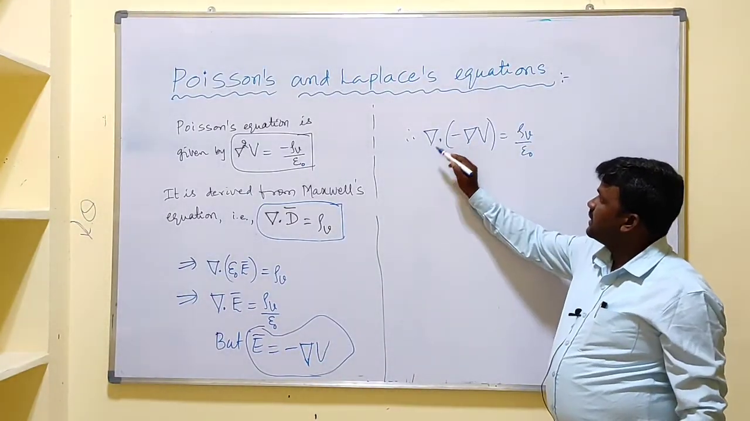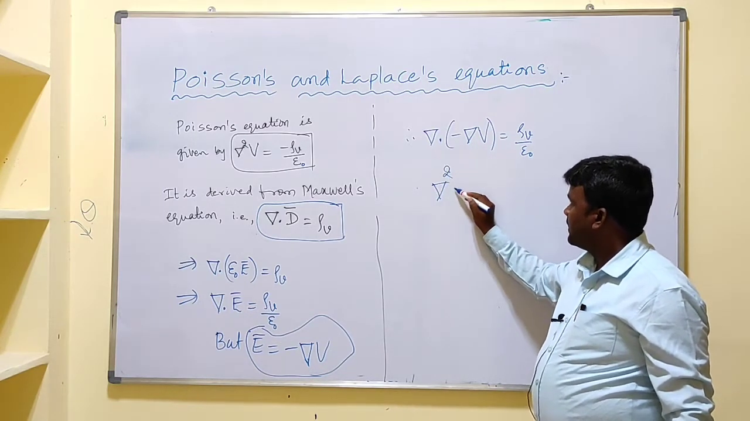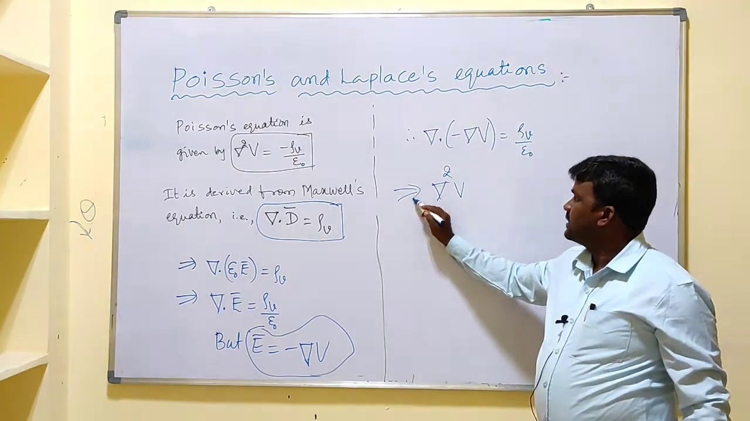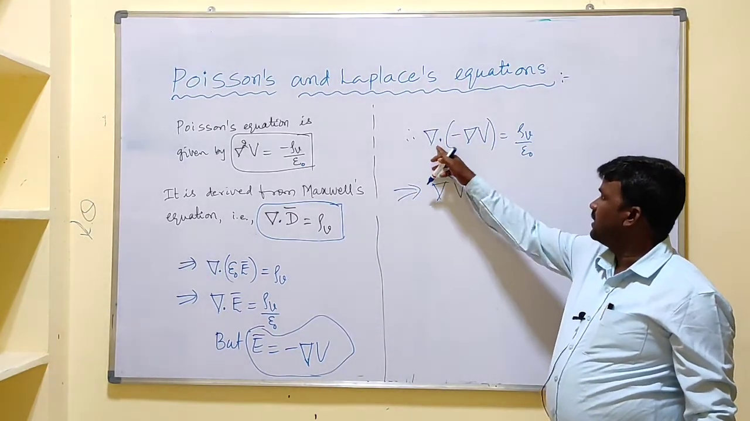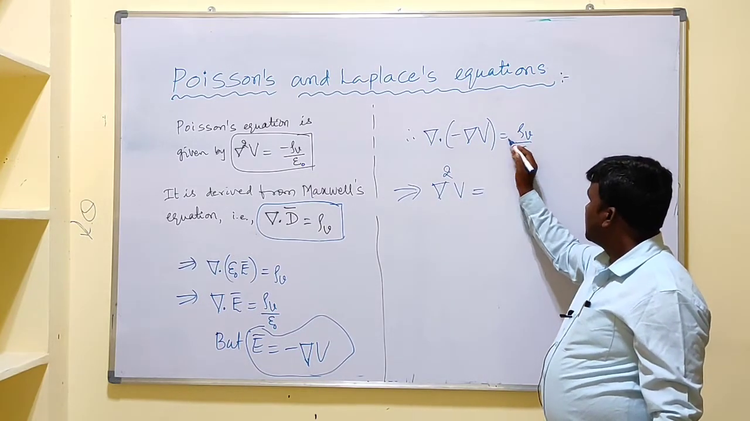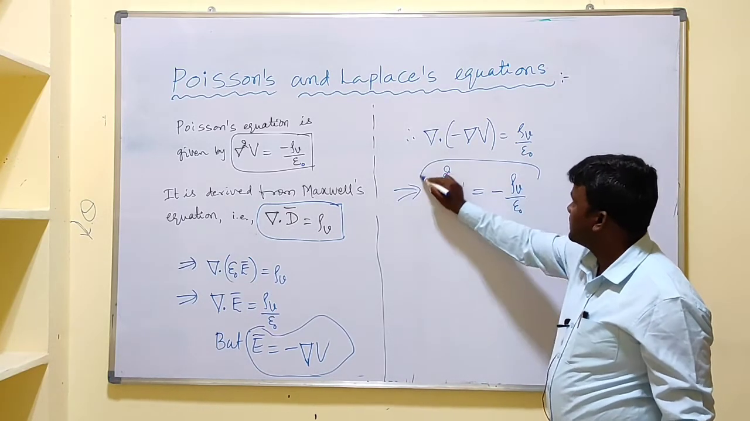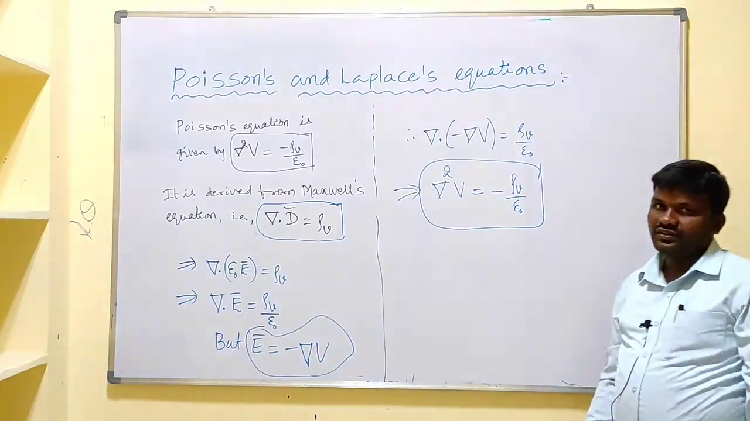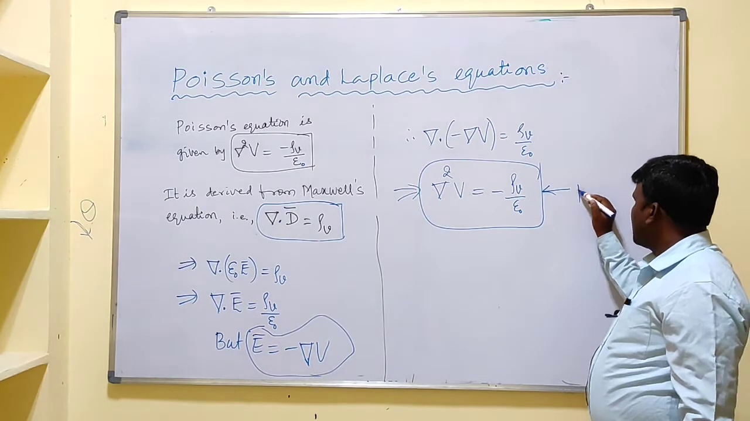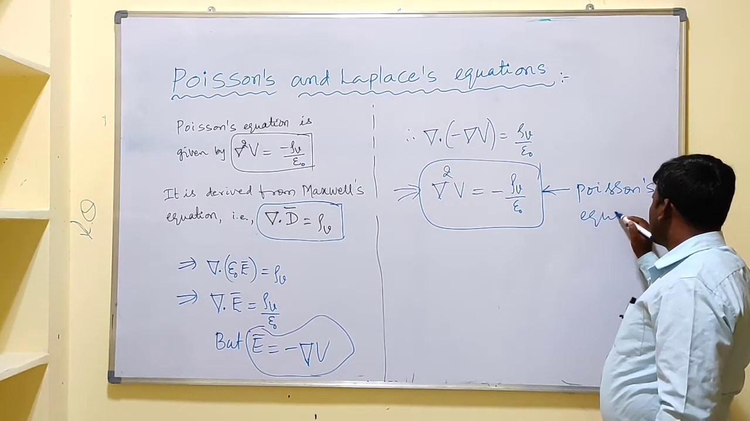We know that del dot del gives del square V, and here I have a minus sign. Multiplying with minus on both sides, minus into minus gives plus, so del square V equals minus rho V by epsilon naught. This equation is known as Poisson's equation.